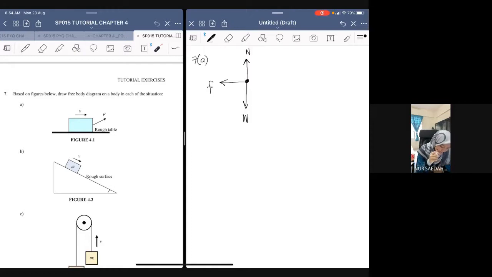Ada lagi tak? Ada yang F is external force. External force kan. Kalau tengok dekat gambar ni, ada orang tengah tarik kita punya box in this direction. This is the external force pushing or pulling force in that direction. So just follow lah direction tersebut.